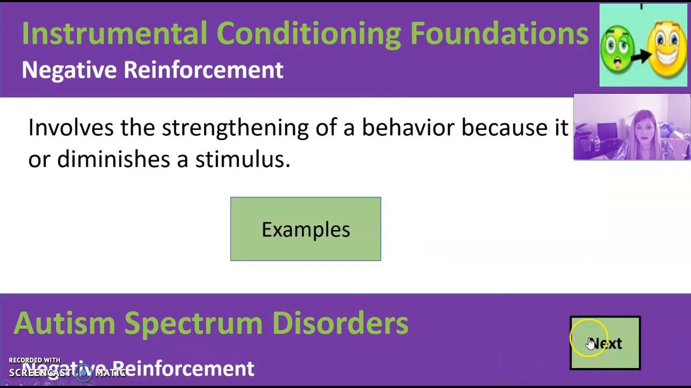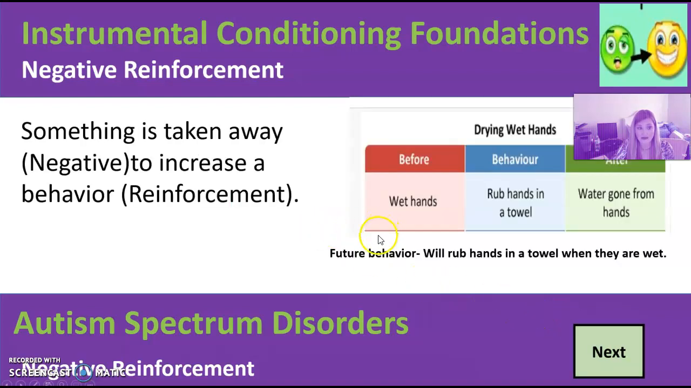Next, we'll talk about negative reinforcement. This involves the strengthening of a behavior because it removes or diminishes a stimulus. An example of this would be something is taken away, which is negative, to increase a behavior, which is the reinforcement. In this example is drying wet hands. Wet hands is before, the behavior would be rubbing your hands in the towel, and the after effect, water is gone from your hands.